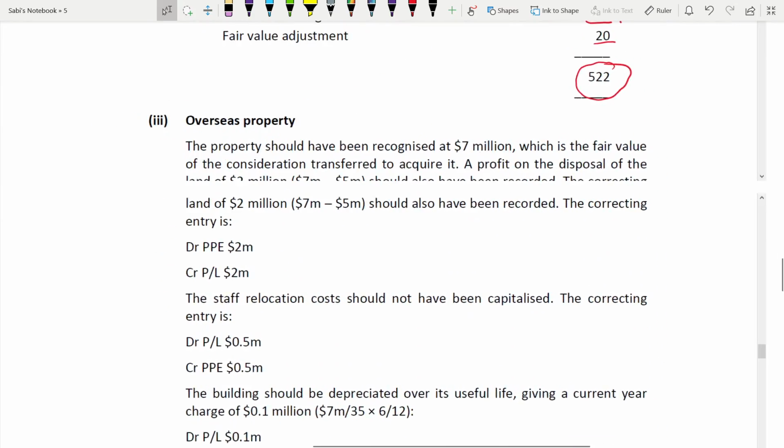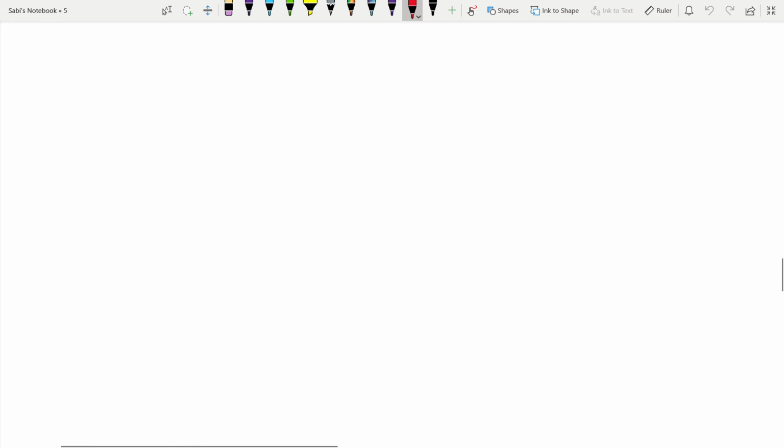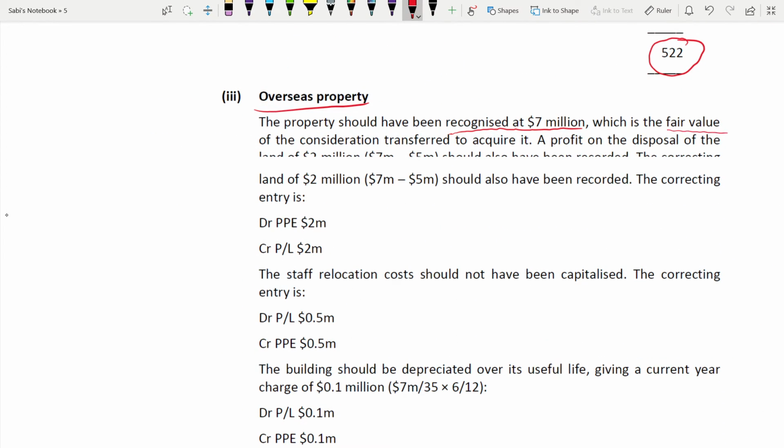So overseas property. Okay. The topic is that. When you start with the subheading, the property should have been recognized as 7 million, which is the fair value of the consideration transferred to acquire it. They told it should be recognized as 7 million. Why 7 million? Because the fair value was 7 million, right? Because we know always the fair value of consideration you have to take when you recognize it, to transfer to acquire it.